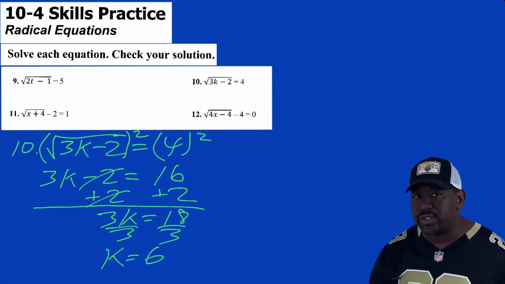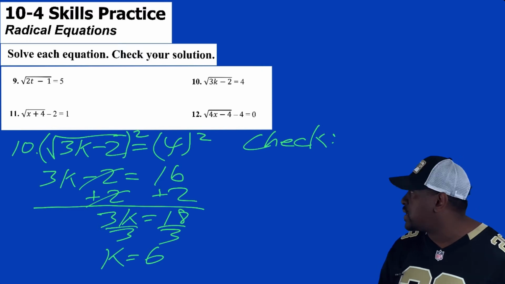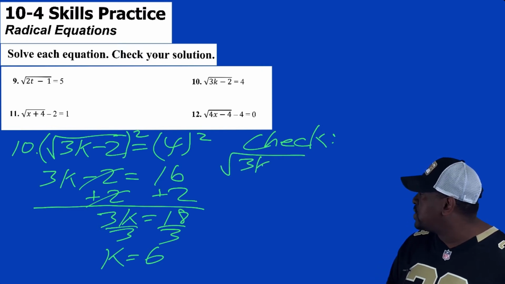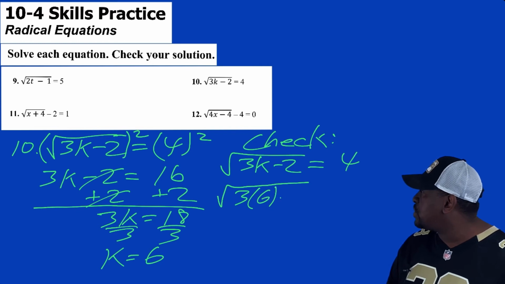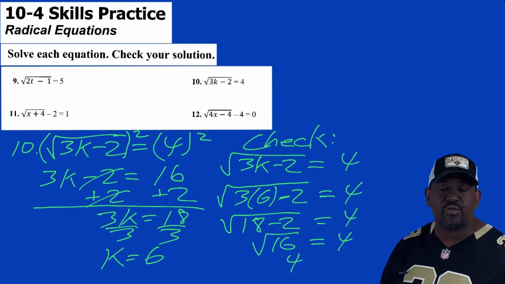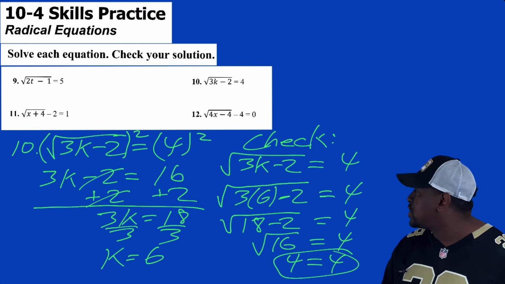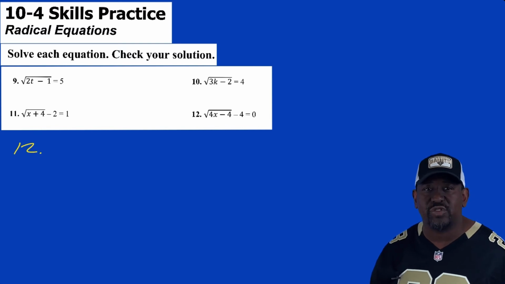So again, like we've been doing with the previous examples, we have to check our answer by substituting the value back in. So we write the original equation, square root of 3k minus 2 equals 4. We substitute 6 for k. We will have 3 times 6 minus 2, that's all under the radical, equals 4. Underneath the radical, we will simplify 3 times 6, which is 18 minus 2 equals 4. 18 minus 2 is 16, so we take the square root of 16, that has to equal 4. Square root of 16 is 4, so that checks out. So k equals 6 is a valid solution.